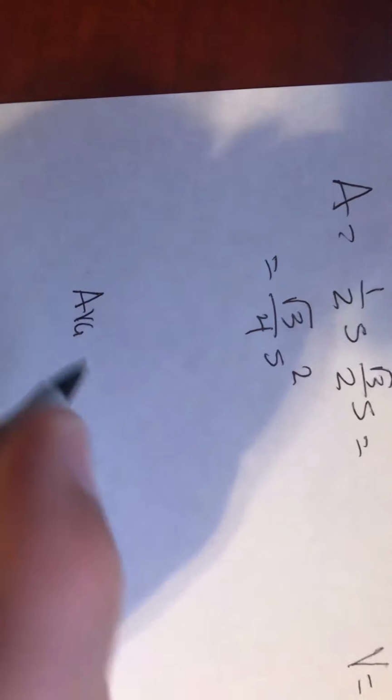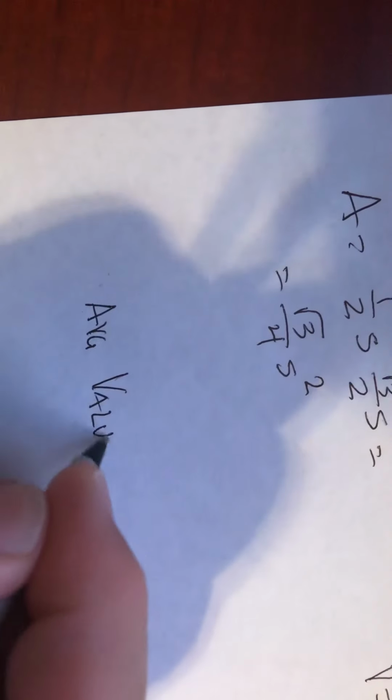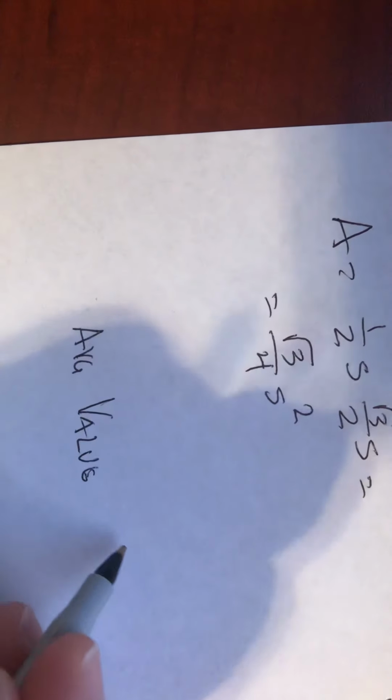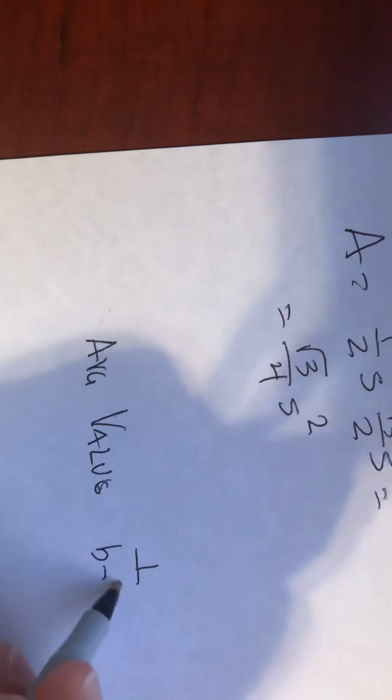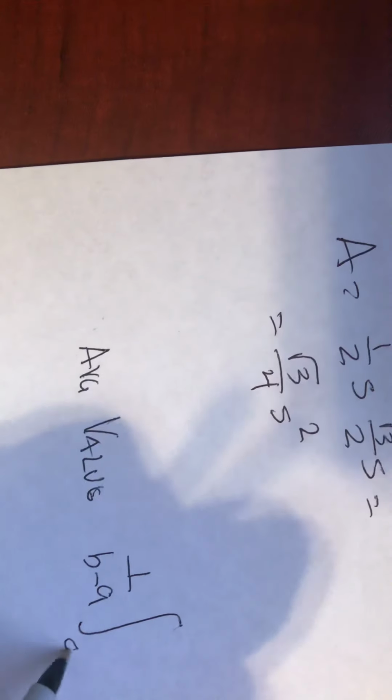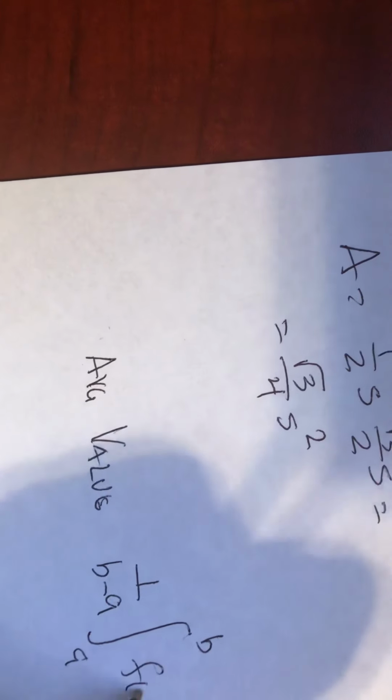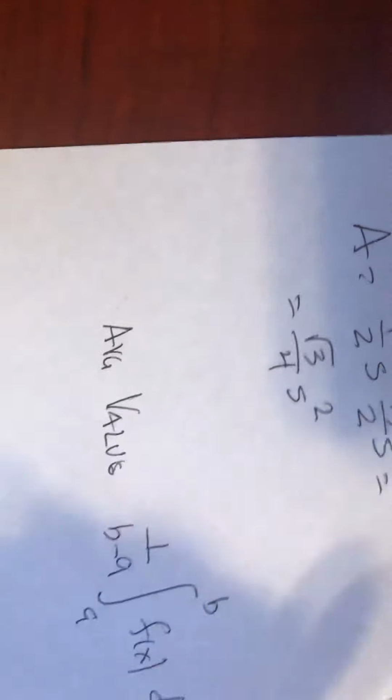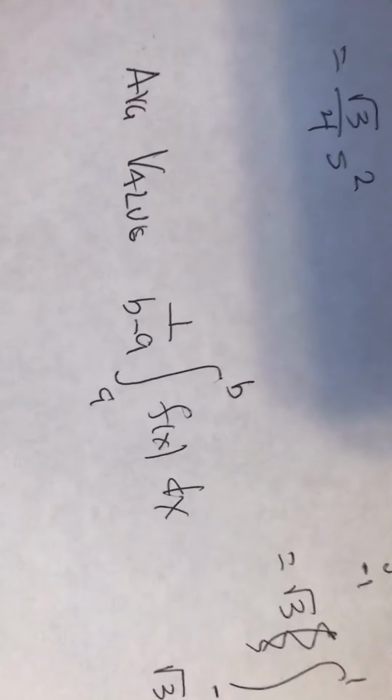All right, the next part of the quiz is going to be the average value function. The average value function is quite simple to use. The average value of a function, I'll just write it out here, is 1 over b minus a times the integral from a to b of some function. We just use that equation to find the average value.